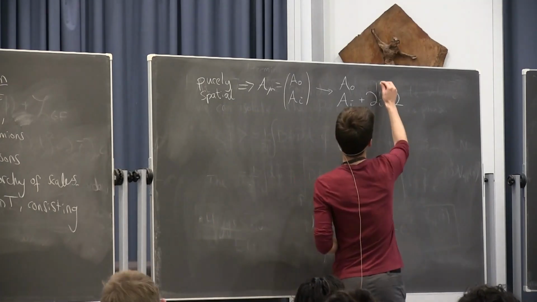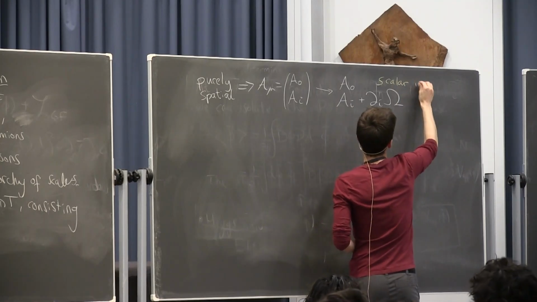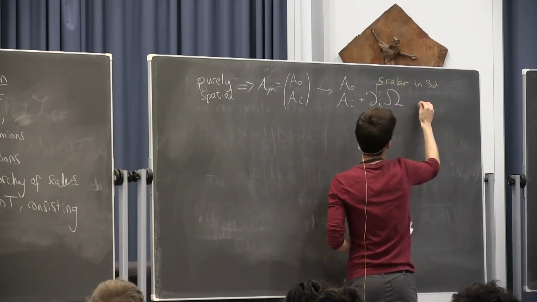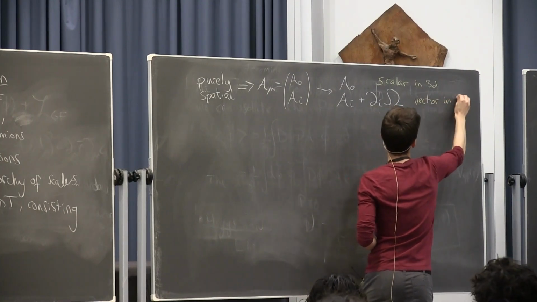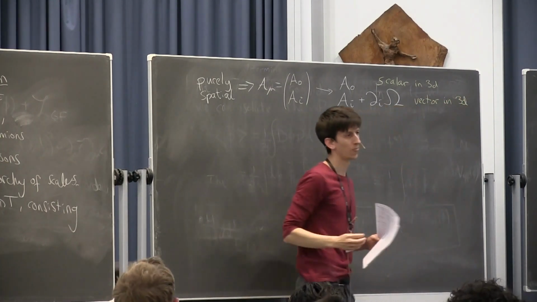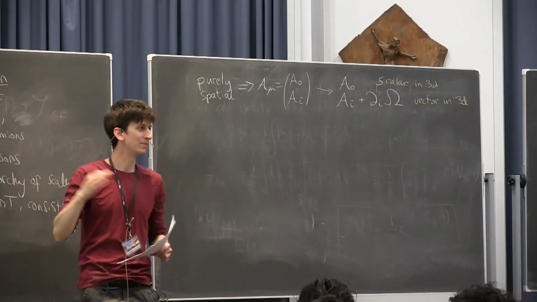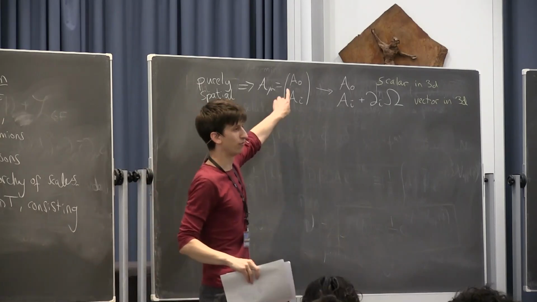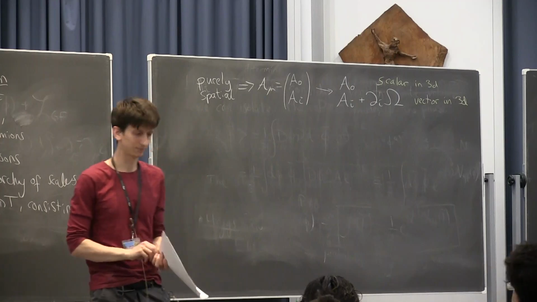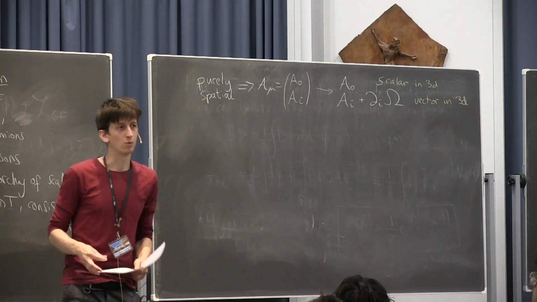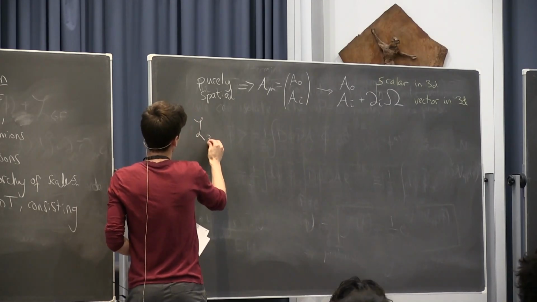Which means this thing is a scalar, and this thing is a vector. Maybe it's not surprising that when we decompose things in terms of time and space, we end up with our 4 vector being a scalar and a vector. That's what happens. Once we have this, we want to write down for our effective theory the most general model.